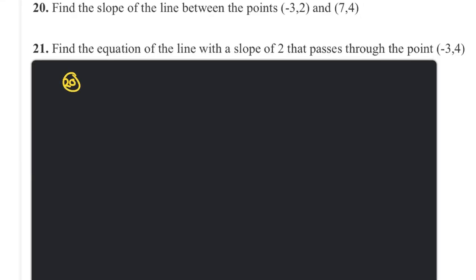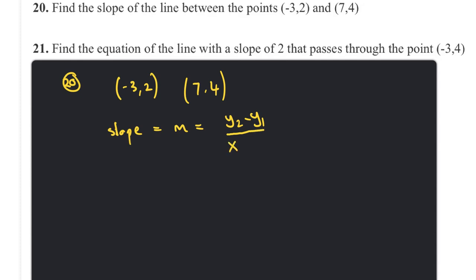Question 20, find the slope between the points negative 3, 2 and 7, 4. So we know that slope is m in the equation, so y2 minus y1 over x2 minus x1. And what we can do is label the points here as x1, y1, x2, y2. So y2 minus y1 would be 4 minus 2, and x2 minus x1 would be 7 minus negative 3. So 4 minus 2 is 2, 7 plus 3 is 10, so we get the slope of 1 over 5.